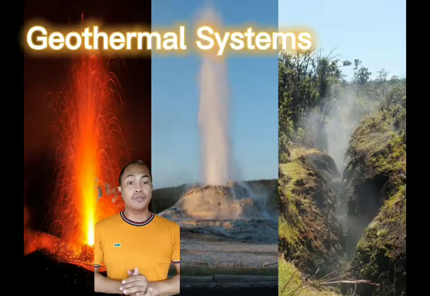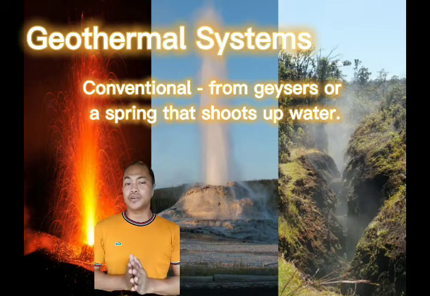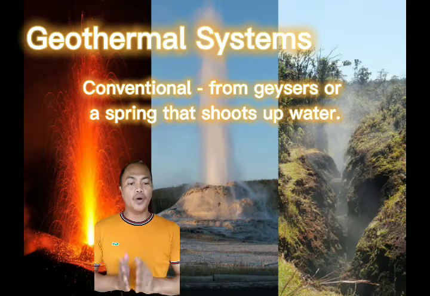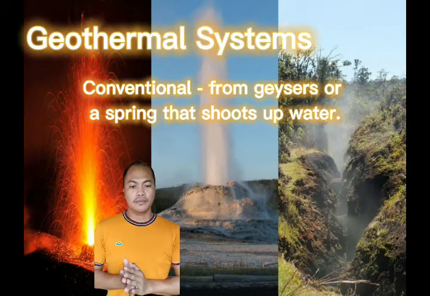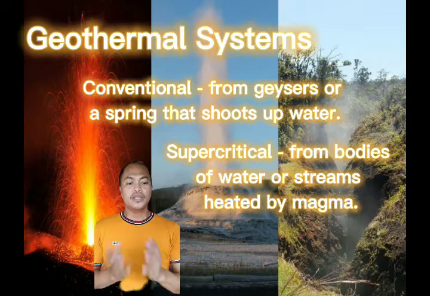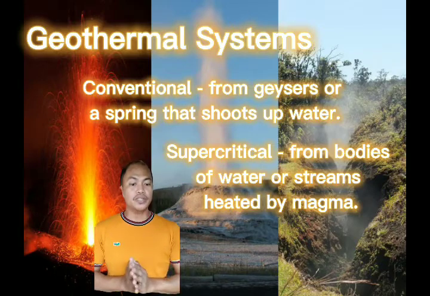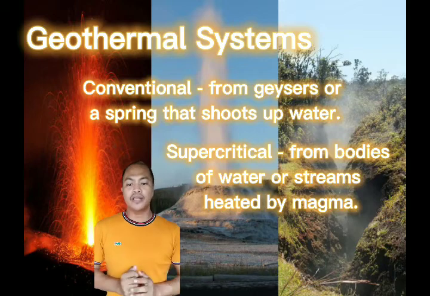There are two geothermal systems. First, the conventional geothermal system, which uses steam from natural sources such as geysers or drawing water from hot, high-pressure depths of the Earth. And the second one is the supercritical geothermal system, which comes from naturally occurring hot water or steam flows heated by magma circulating through permeable rocks.